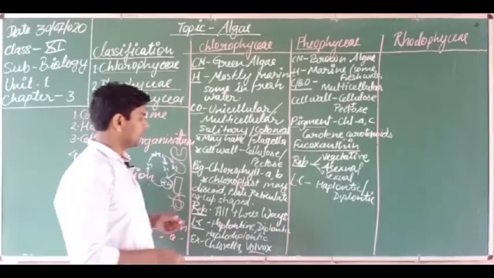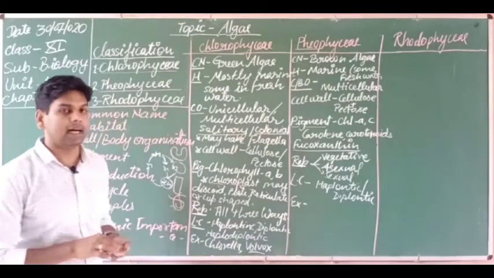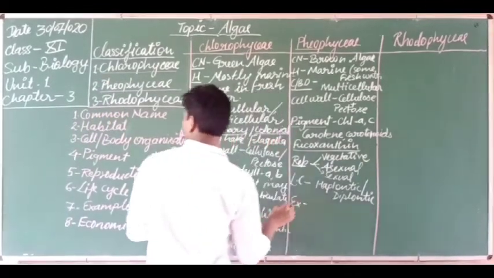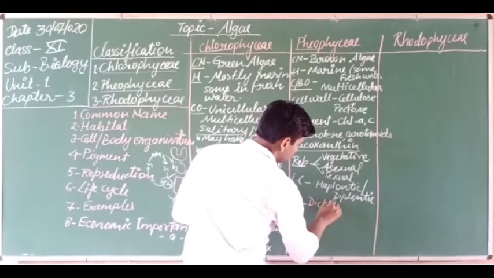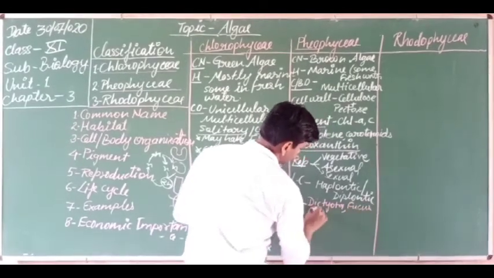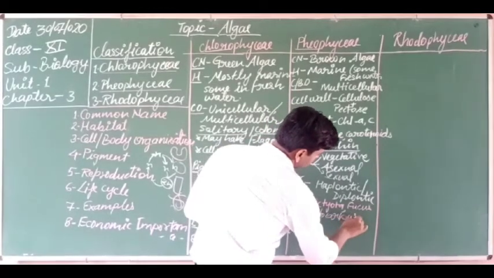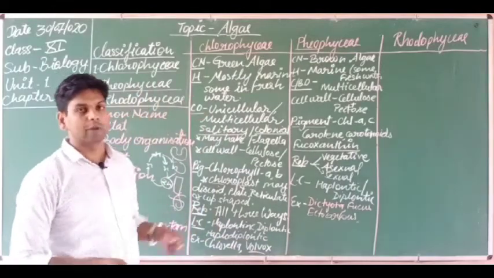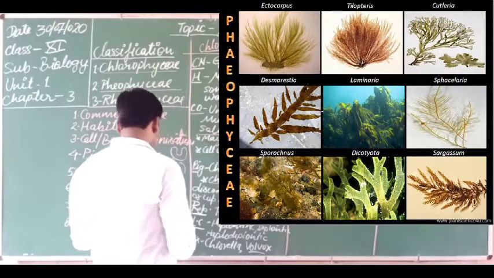Next one is, what are the examples of these? So examples, students: Dictyota, Ectocarpus, Laminaria, Fucus. These are all examples of Phaeophyceae. Got it?